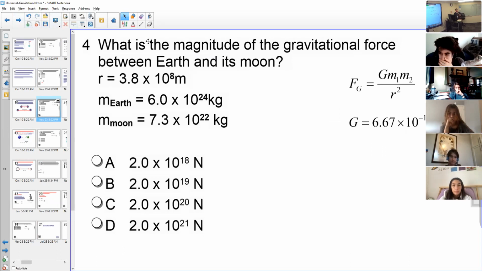Because I want to have you practice using the whole times 10 to a power on your calculators. So what is the magnitude of the gravitational force between the Earth and its moon? Well, the distance between them is 3.8 times 10 to the 8th meters. The mass of the Earth is 6 times 10 to the 24th kilograms. The mass of the moon is 7.3 times 10 to the 22nd kilograms. And here is the value for G.